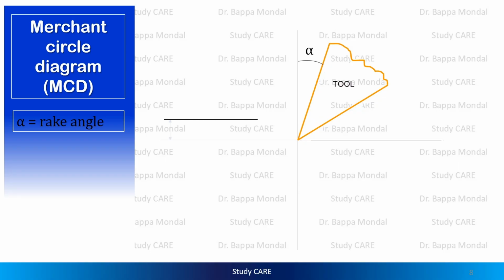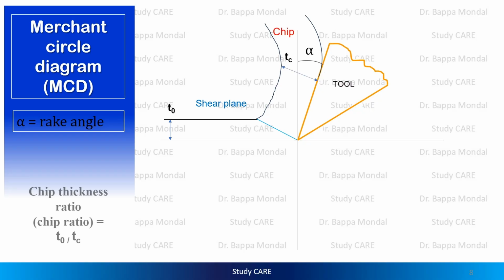Now draw the uncut chip thickness, here denoted by T0. The blue line represents the shear plane. Now draw the chip thickness, here represented as Tc. So, chip thickness ratio or chip ratio equals T0 by Tc.